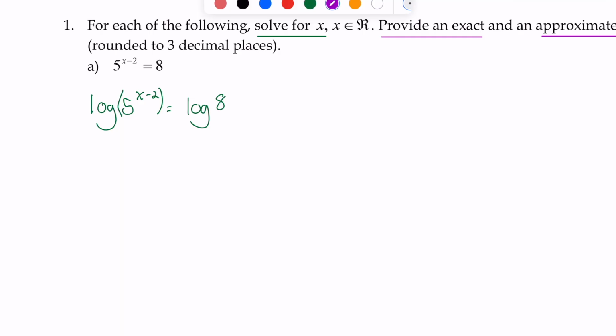Well, if I do that, now I'm able to bring all of the exponent, so both the x and the -2, down in front. And so I get x minus 2. Notice my use of brackets, okay? Don't write it as x minus 2 log 5. That's your exponent. Log 5 equaling log 8.